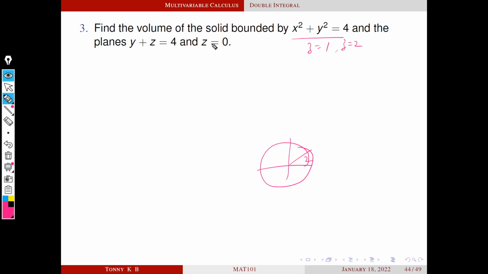Next one, y plus z equal to 4. That is also a plane. So the region is bounded by these two planes and the cylinder. So the region is almost like this.